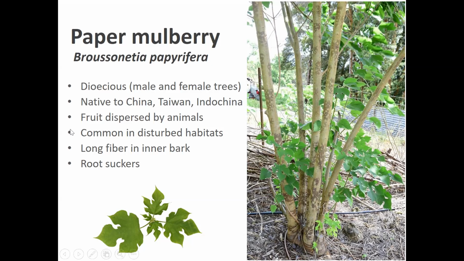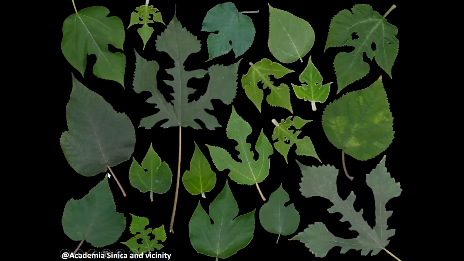Okay, this tree is native to China, Taiwan, and Indochina, and the fruit is dispersed by animals. They are very common in disturbed habitats in Taiwan and southern China. They have a very long fiber in the inner bark, and they are very, very aggressive root suckers. And so this is what paper mulberry looks like. This is a photo of a tree taken about 10 minutes' walk from my office.